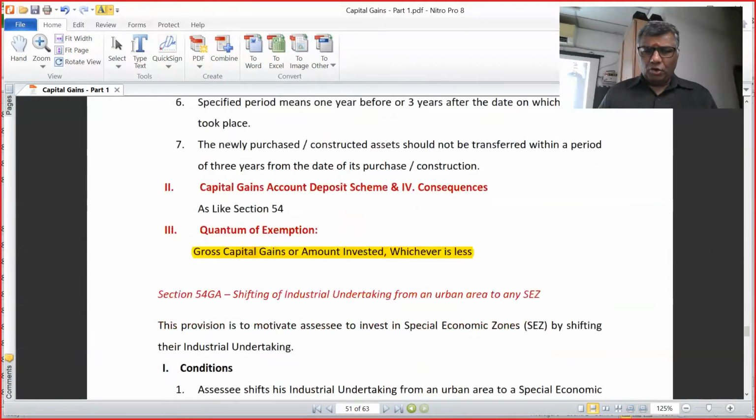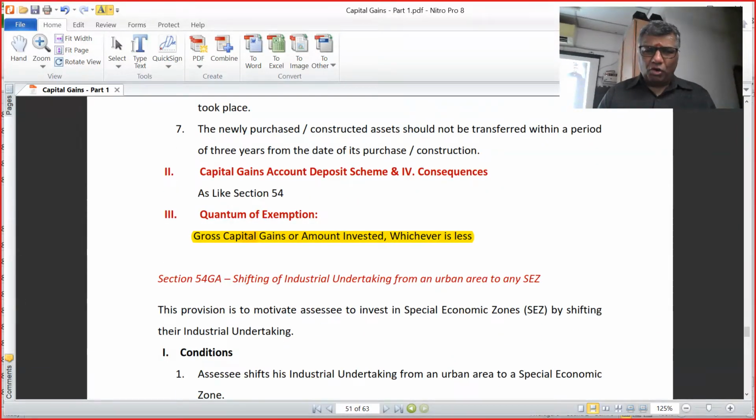And before going, I want you to understand 54GA is also almost everything the same, with a difference from an urban area to a special economic zone. In 54GA, all things are the same. Please read that also. It is transferred to a special economic zone from an urban area. Urban to non-urban is 54G. Urban to special economic zone is 54GA.